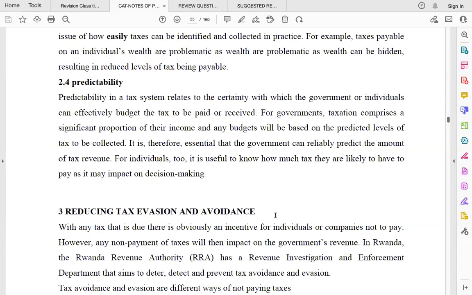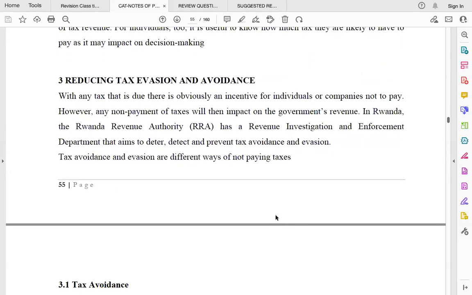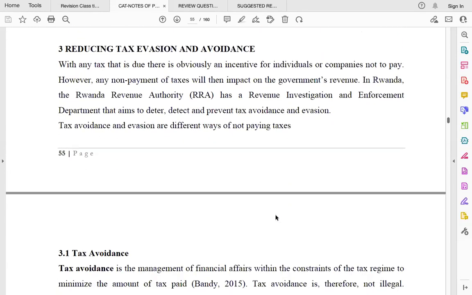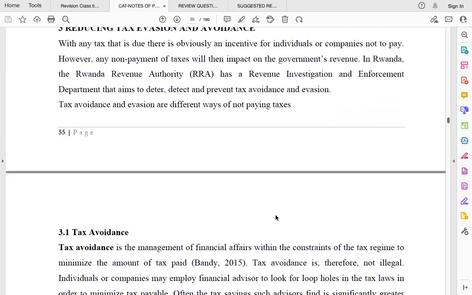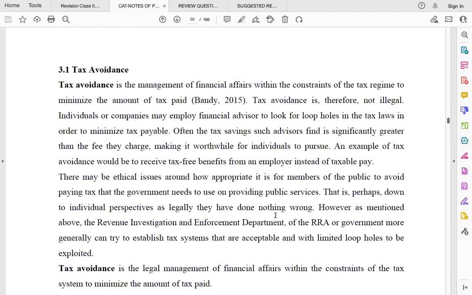So, reducing tax evasion. This one we have discussed in the introduction, and I hope everybody knows. In the exam, they will ask you the difference between tax avoidance and tax evasion.